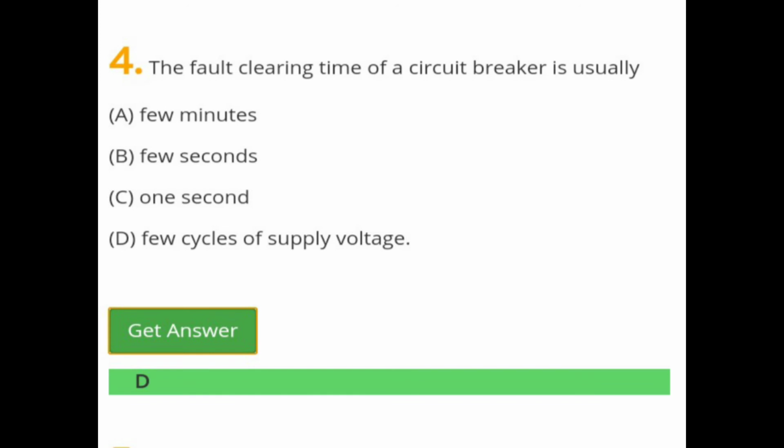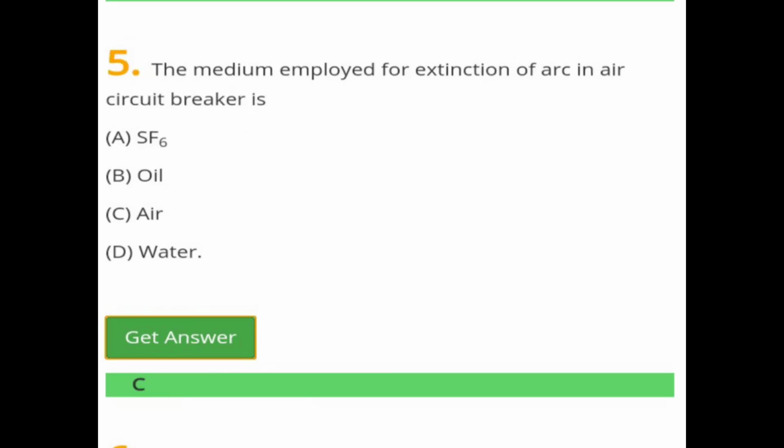The fault clearing time of a circuit breaker is usually few minutes, few seconds, 1 second, few cycles of supply voltage. So the correct answer is option D, few cycles of supply voltage. The medium employed for extinction of arc in air circuit breaker is SF6, oil, air, water. So the correct answer is option C, air.